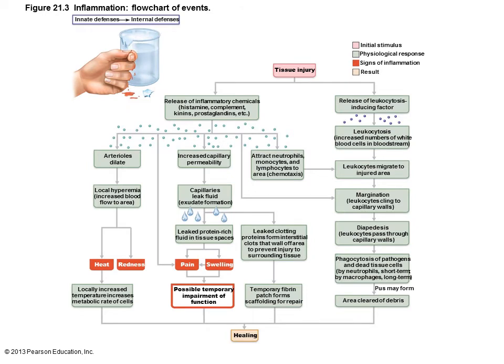Natural killer cells are non-phagocytic cells. They attack cancer cells and virus-infected cells to make them die, so-called apoptosis. And they also secrete chemicals to enhance the inflammatory response.